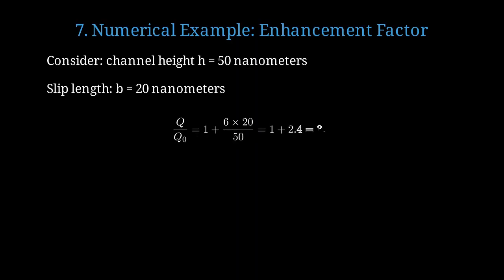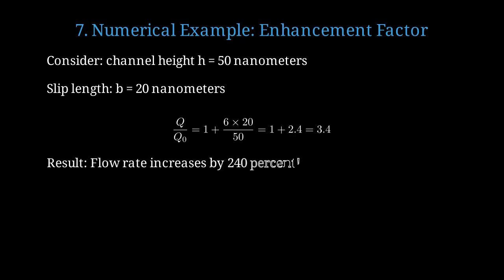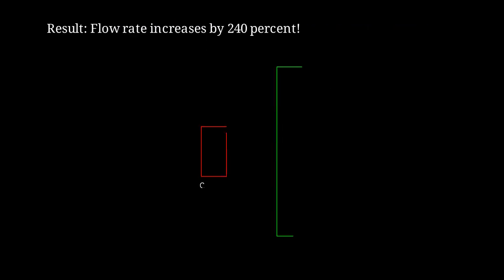The enhancement factor is 1 plus 6 times 20 divided by 50, which equals 1 plus 2.4, giving us 3.4. This means the flow rate increases by 240%. The fluid flows more than 3 times faster than classical theory predicts. This bar chart dramatically shows the difference. The classical prediction is dwarfed by the actual flow rate when slip is accounted for.